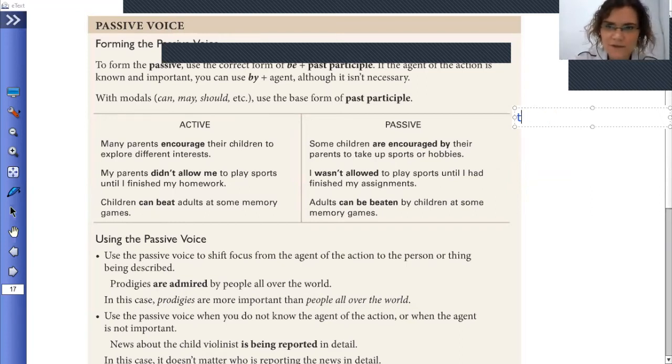Let's not use capital letters. Yeah. Okay.